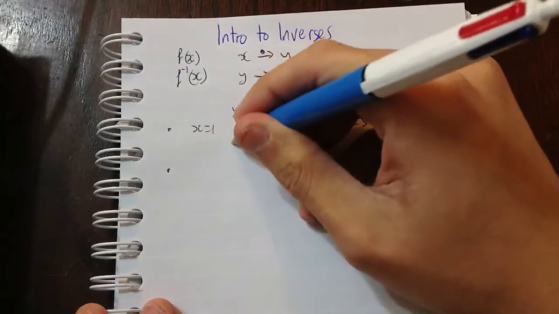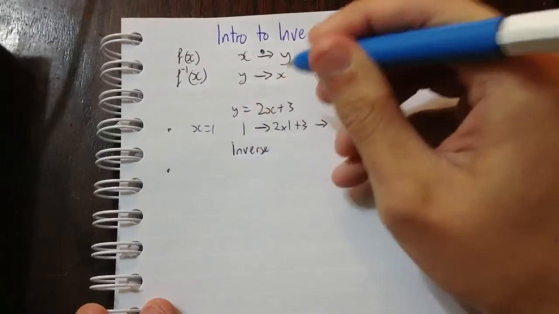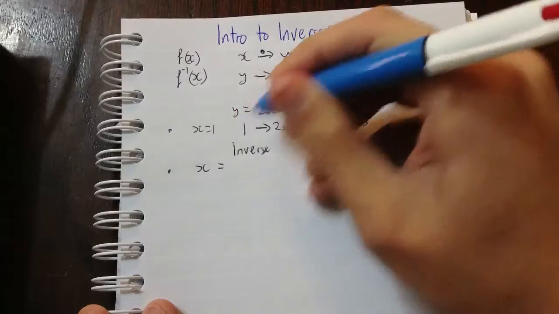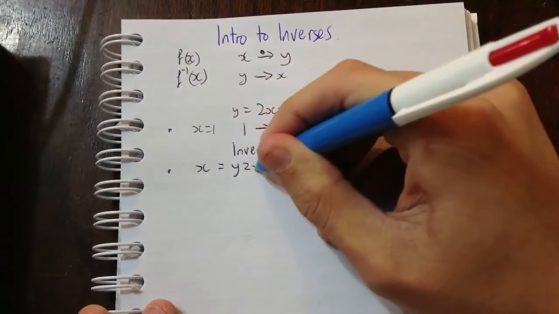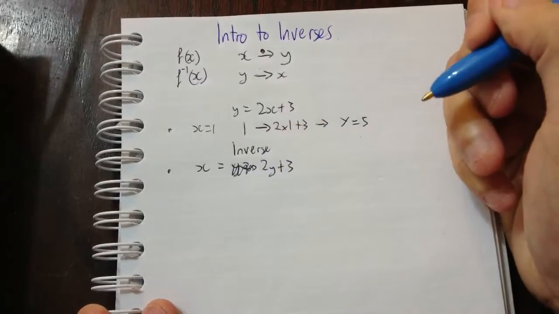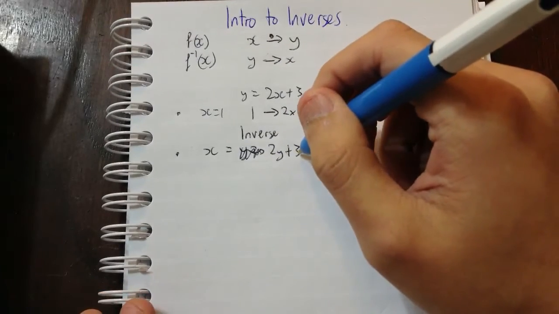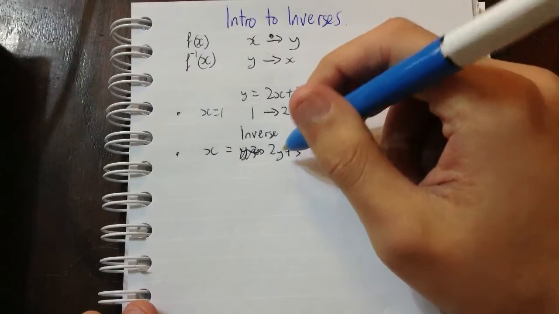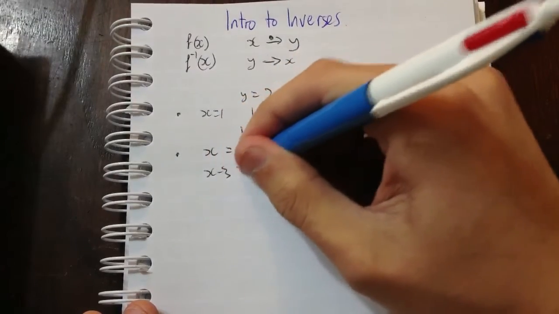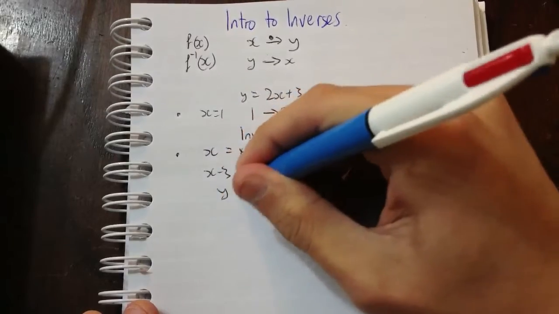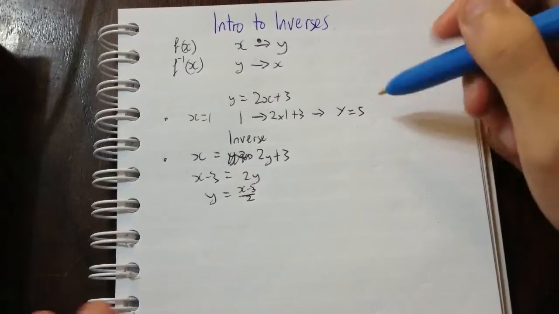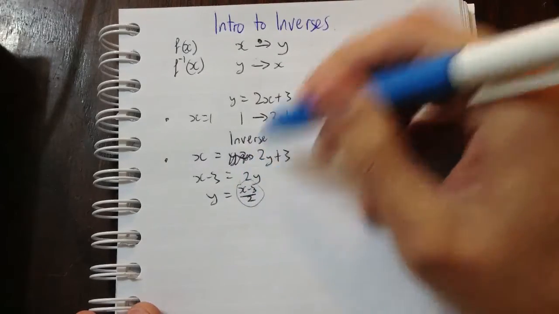To figure out our inverse, what you need to know is you swap x and y. So x equals 2y plus 3. Now, to make this function actually work, we need to make y the subject. So I'm going to bring the 3 over: x minus 3 equals 2y, y equals x minus 3 on 2. So this is the inverse of this.